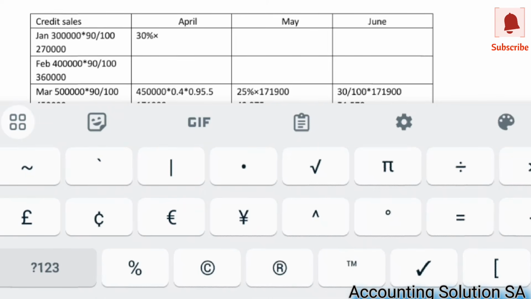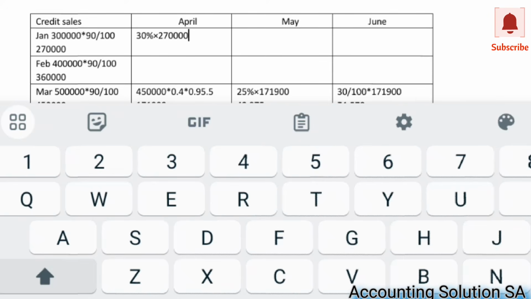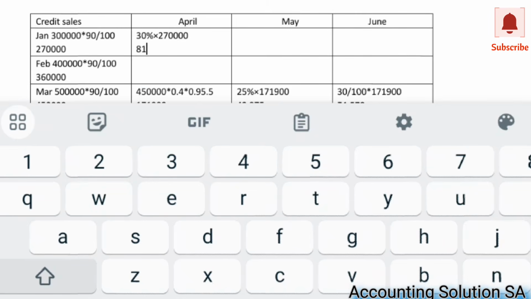Okay, 270. So this question is very simple, guys, as long as you are able to form your own logic. If you don't understand this one, as long as you are doing it correctly and it's giving you the right answers. Okay, this one is gonna give me 81,000. We don't have another percent, which means that we're gonna only have this one.